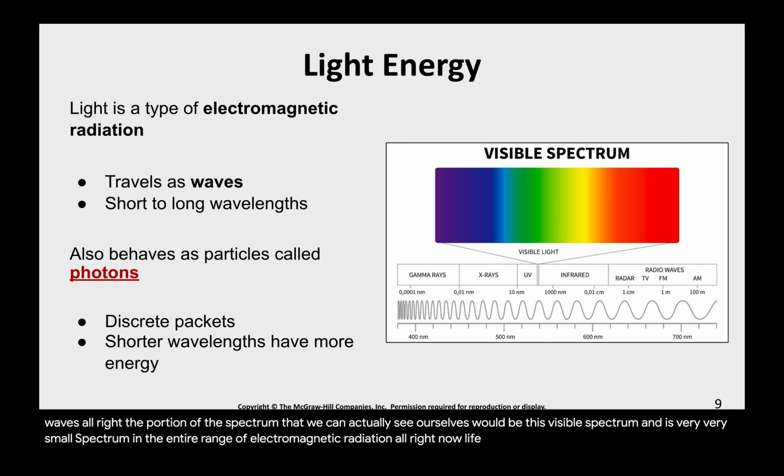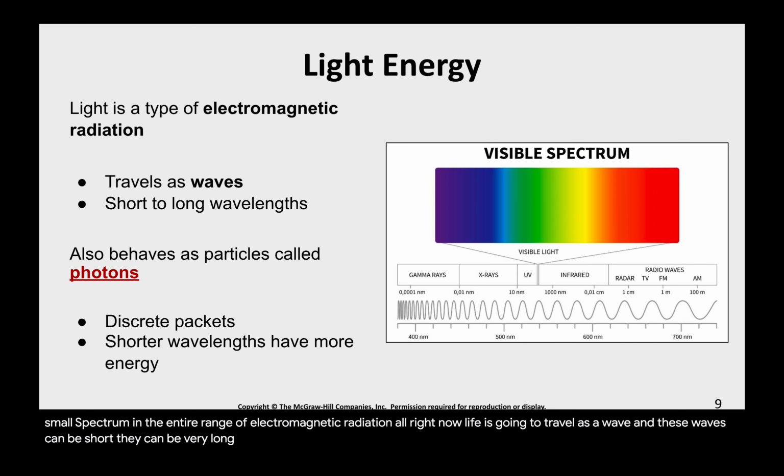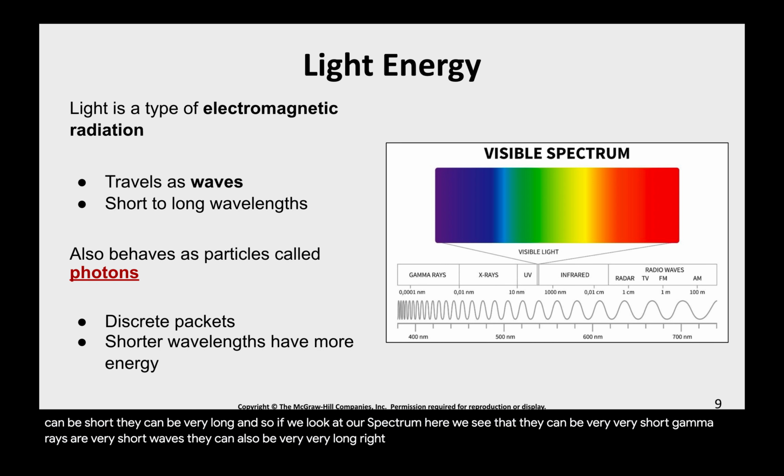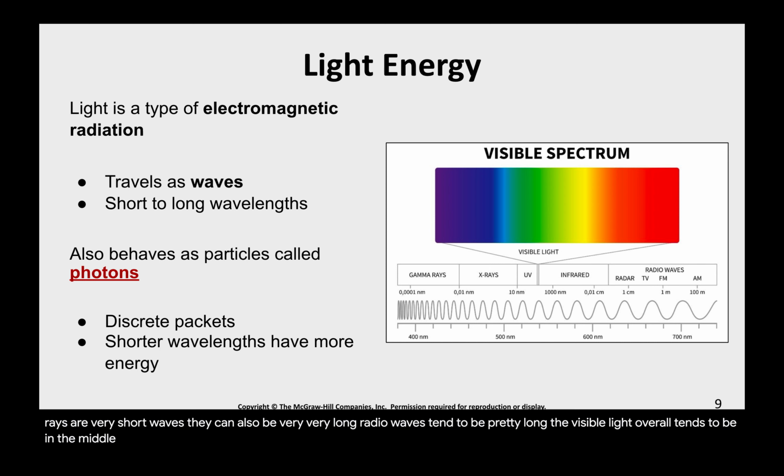Now, light travels as a wave. These waves can be short, or they can be very long. If we look at our spectrum here, gamma rays are very short waves. They can also be very, very long; radio waves tend to be pretty long. The visible light overall tends to be in the middle, but our blue light tends to be on the shorter side of our wavelengths, and our red light tends to be a little bit longer.